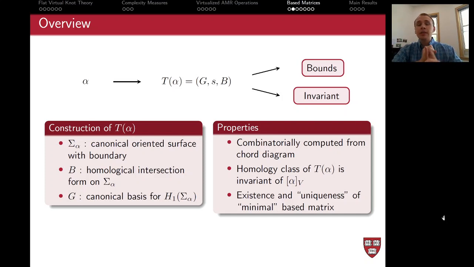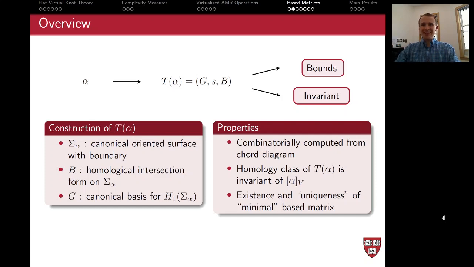You're able to combinatorially compute the intersection form on your canonical basis under a collection of operations arising from virtual homotopy. You get operations on your based matrices. You get mirroring operations on your based matrices. And then there's some kind of existence and uniqueness of a minimal based matrix from which you can derive a whole host of properties about your flat virtual knot or link. So that's the big picture. We're starting with something and we're going to build our matrix by using a canonical basis and looking at the homological intersection form on that basis.